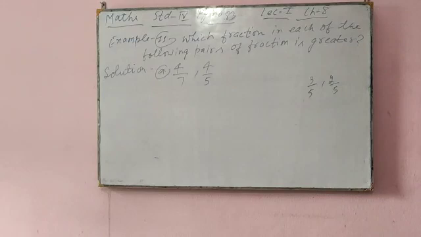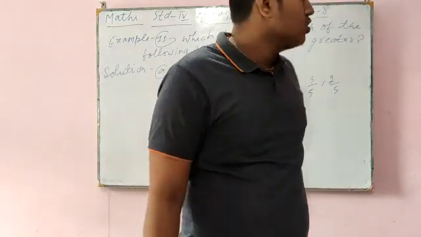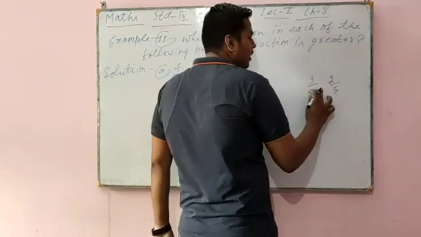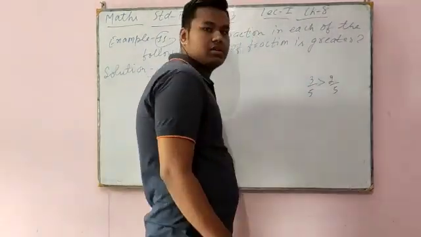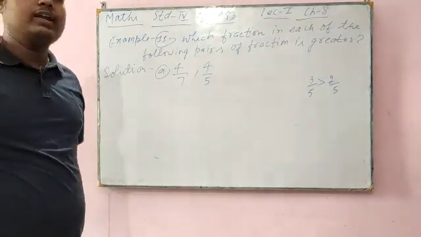See, whenever you find the denominator same, then we compare the numerator. So here the numerator is 3, so this is greater. So the answer will be 3 by 5 is greater than 2 by 5. When the denominator is same, you will not get any problem finding the greater one.